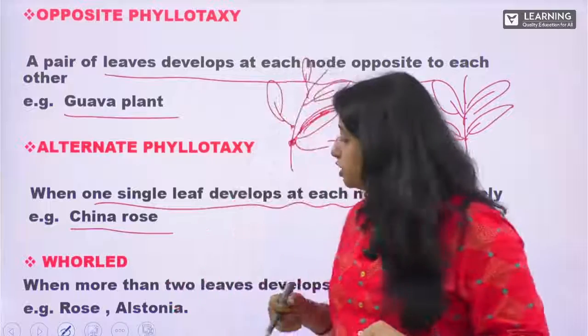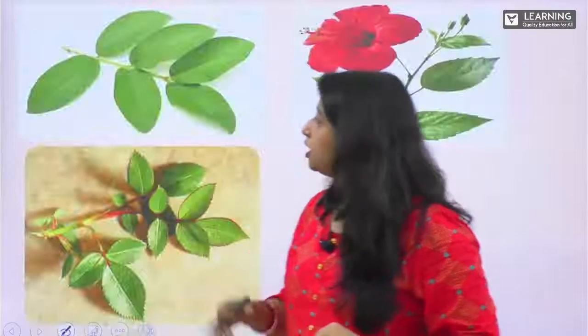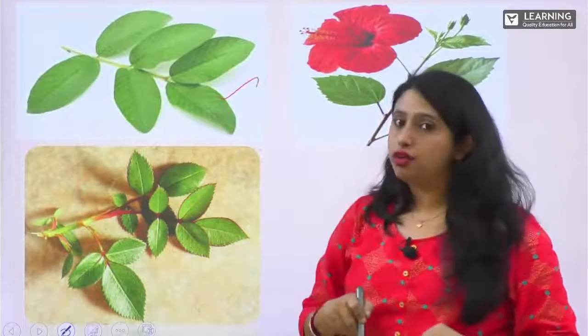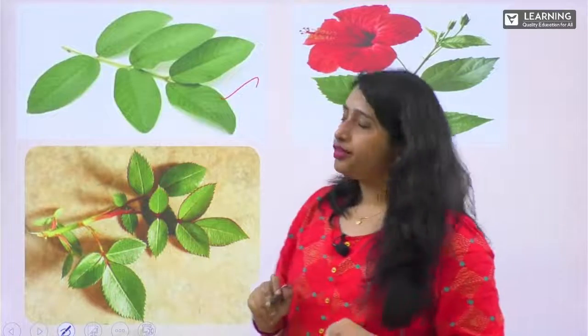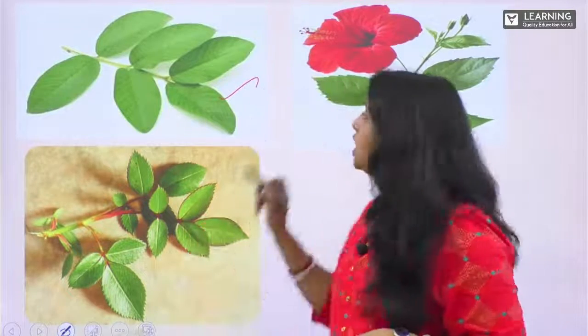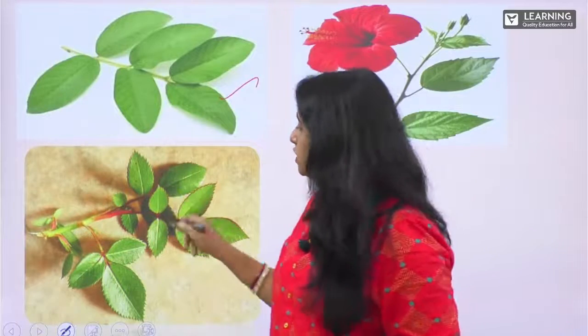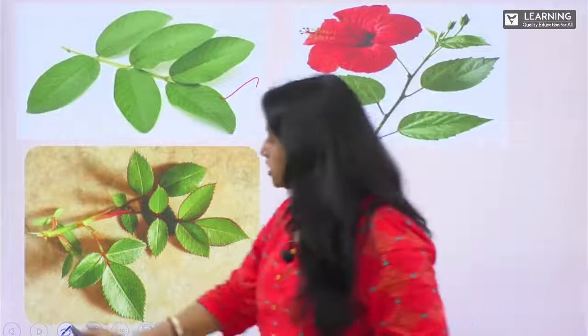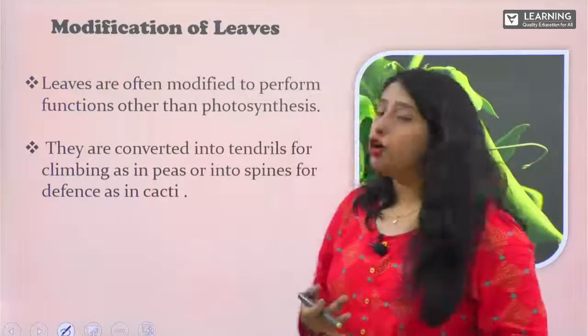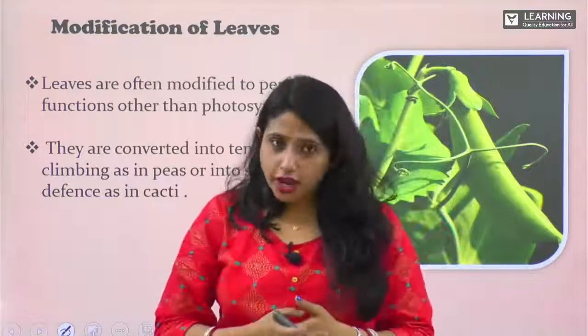We can see it in the case of rose also. So these are the pictures. This is a guava, right? Where you will see the opposite phyllotaxy. This is your China rose, where you can see the alternate phyllotaxy, right? And this is a rose. Here you will see the whorled phyllotaxy. So these are the pictures of the various types of phyllotaxy.